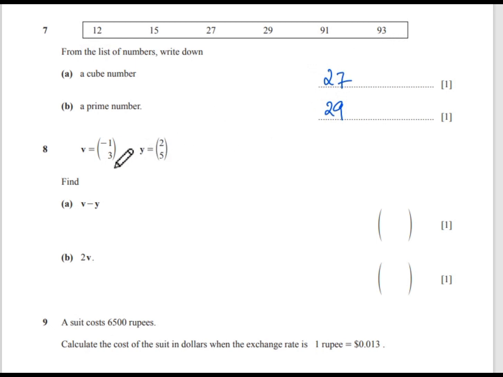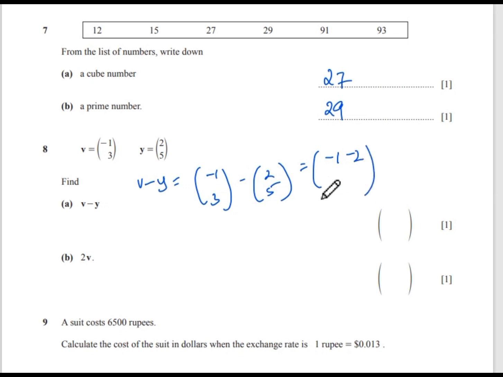So number 8. Look at this system of vectors in component form. If v is equal to (-1, 3) and y is (2, 5), find v minus y. V minus y becomes (-1, 3) minus (2, 5). So this becomes -1 minus 2, then 3 minus 5. -1 minus 2 is -3, and 3 minus 5 is -2. So our answer here is (-3, -2).